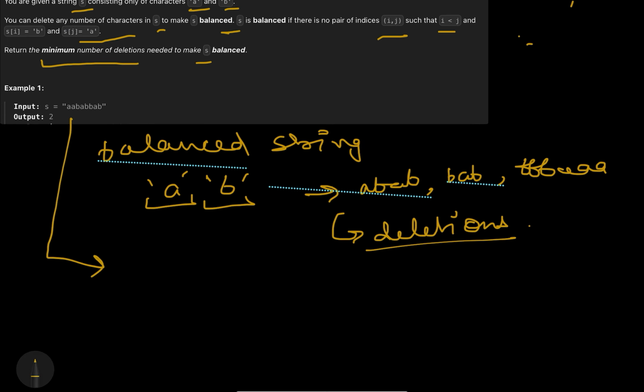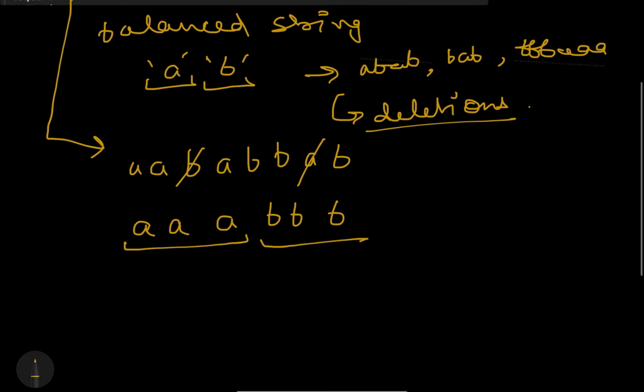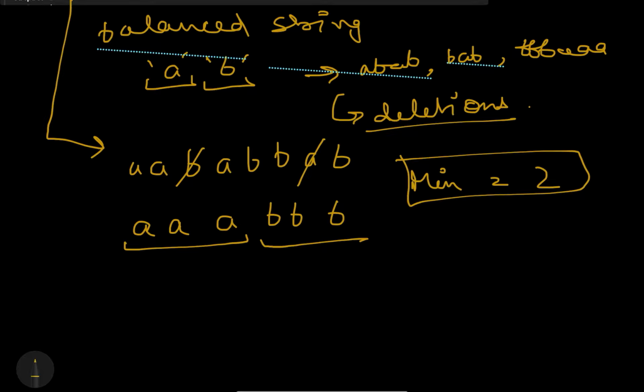So suppose let's take this example. Here it is given A, B, A, B, B, A, B. Now suppose we delete this B and this A, then it will become A, B, B, B. Number of A followed by number of B. So that's what we have to do here. Minimum number of deletions was 2. Okay, so now let's see how we'll code this.